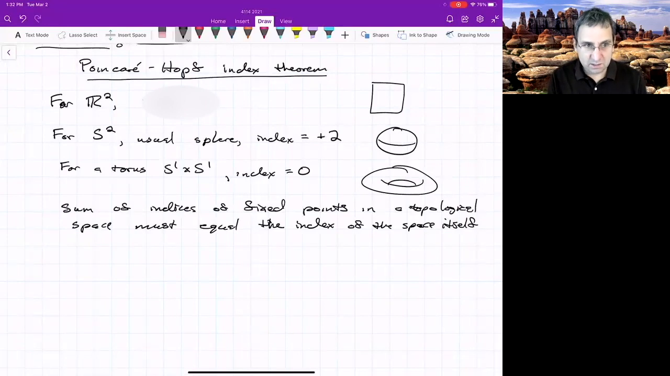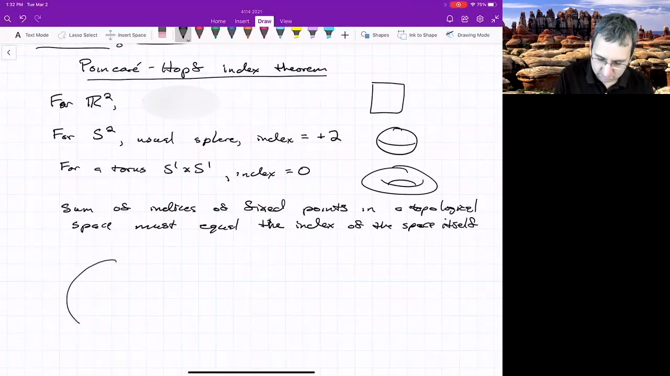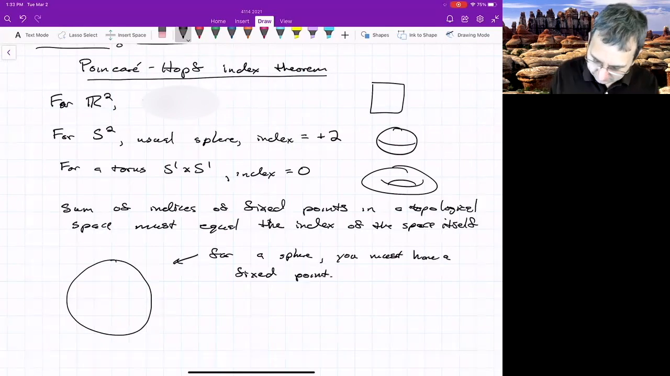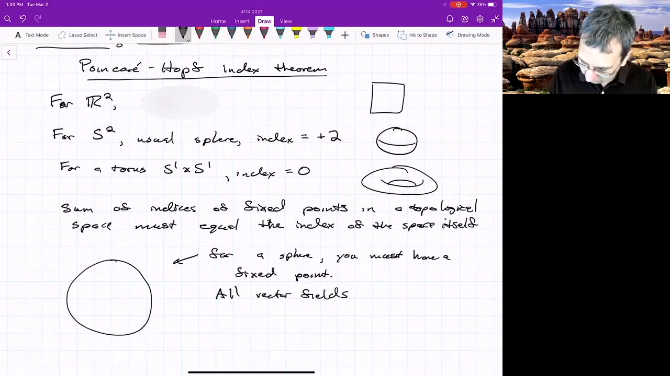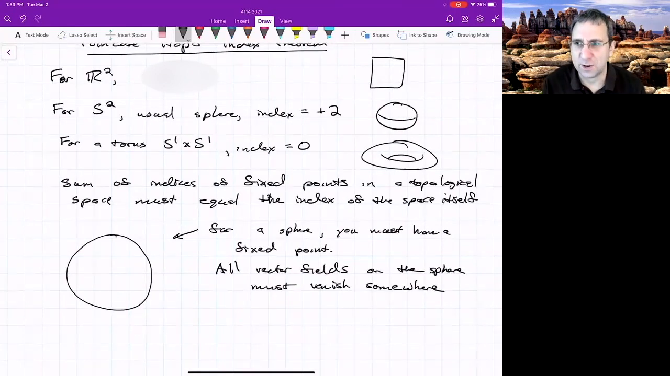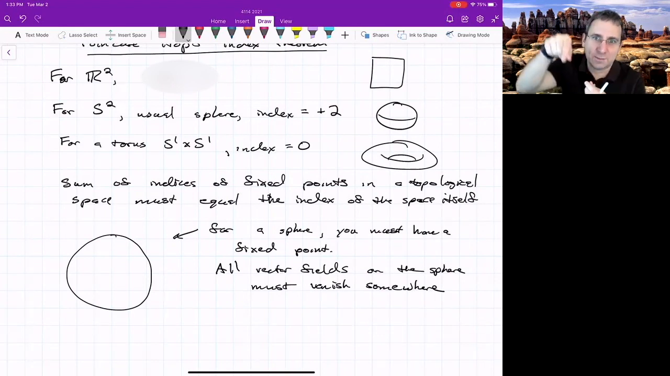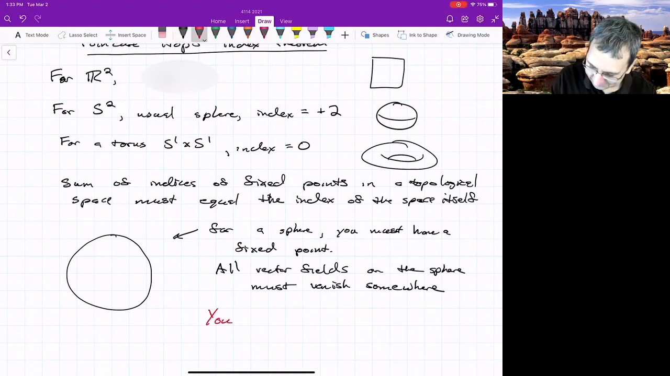So what this means is if you have a sphere, you must have some fixed point. It means all vector fields on the sphere must vanish somewhere. And this has been put in a few different ways that are kind of interesting. Like you can't comb a coconut. A coconut is topologically a sphere, and think of the hairs of the coconut as vectors. If you try to comb them, you can't properly comb it. There's always going to be a spot where you can't comb it. You'll have to have a cowlick. So this has been called the you-can't-comb-a-coconut theorem.